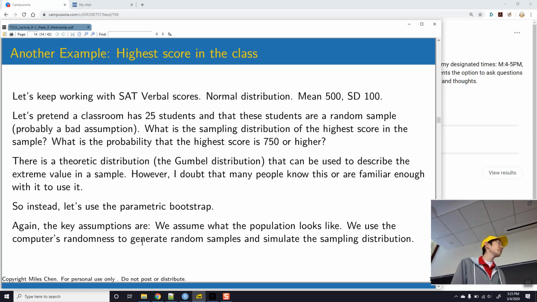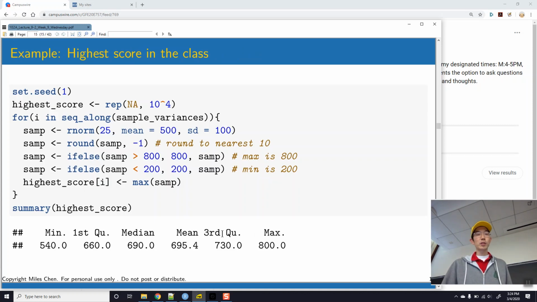So anyway, we're going to have to make assumptions about what the population looks like. We're going to use the computer's randomness to generate some stuff. We're going to get some kind of sampling distribution. Okay, so my code looks very similar. I take my random sample of 25 values from the normal distribution. I use rnorm(25), and then I convert them into SAT scores by rounding them, changing the max and the min.